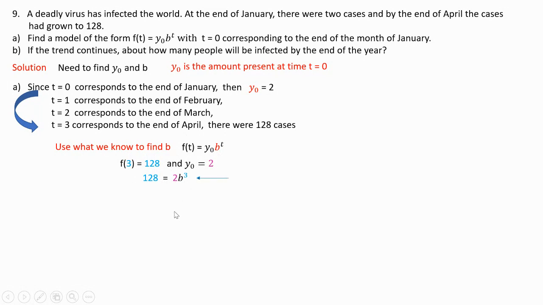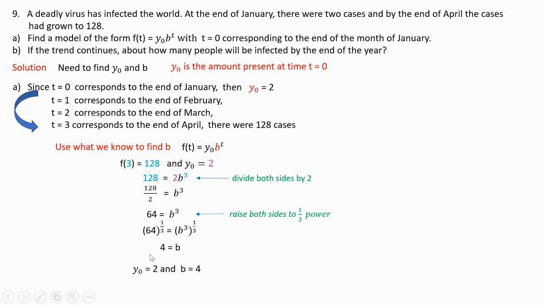So the first step is I'm going to divide both sides by 2. 128 divided by 2 will give us 64. Now, to solve for b, I'm going to raise both sides to the 1/3 power, because b to the 3rd power raised to the 1/3 power, remember, when you have a power to a power, you multiply the powers. So 3 times 1/3 will give us 1. So b is equal to 4, because 64 to the 1/3 power is 4. So I found the 2 variables that I was looking for.